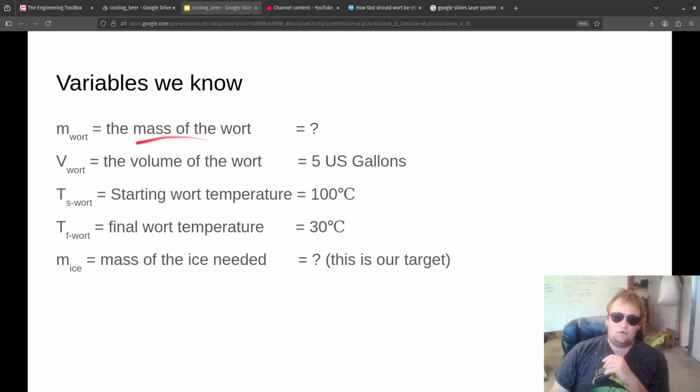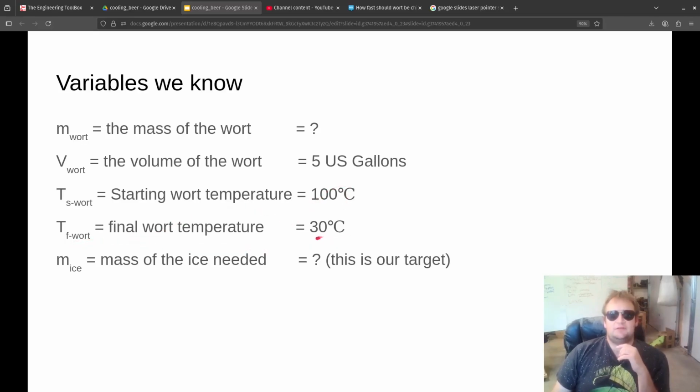The mass of the wort, we don't know. That's a big unknown we'll have to calculate. Volume of the wort is estimated to be 5 US gallons. You'll see in our results, it was different at times. It wasn't always 5 US gallons. I don't know if there was actually one that was exactly 5 US gallons. We'll see. Starting wort temperature, I just set at 100 degrees Celsius because it was boiling before.